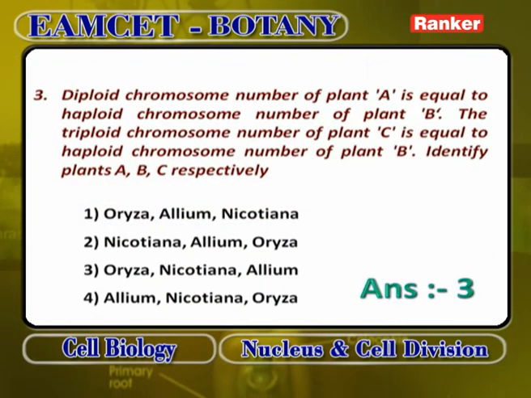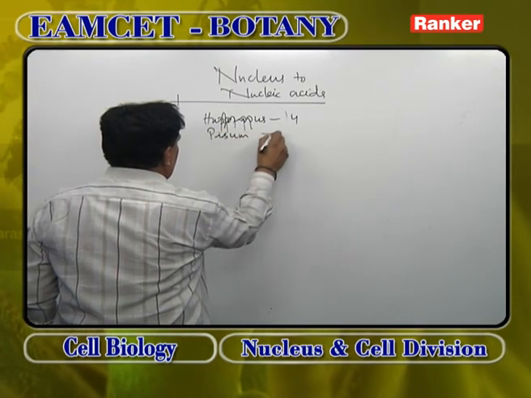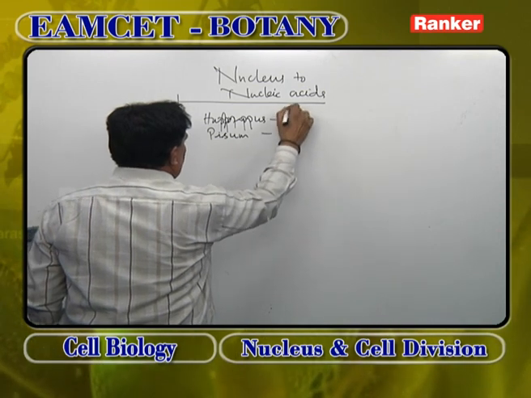Now, the diploid chromosomal number of a plant A is equal to the haploid chromosomal number of a plant B. The triploid chromosomal number of a plant C is equal to the haploid chromosomal number of a plant B. Identify the plants A, B, C. For this, you have to know this tabular form. Haplopappus, the chromosomal number is 4. Pisum sativum, the chromosomal number is 14. This is the diploid number.